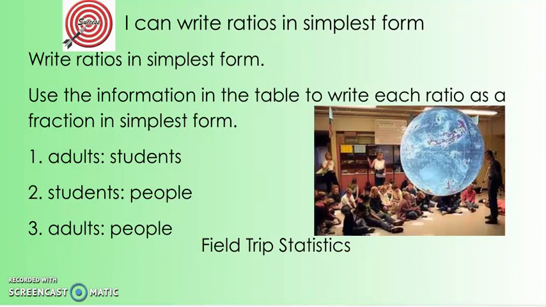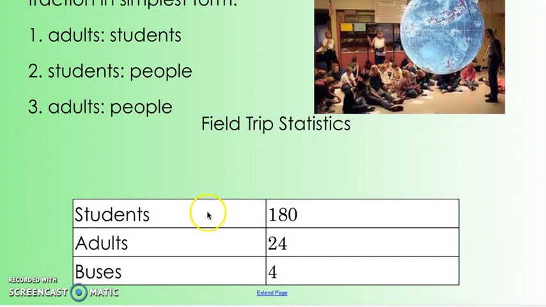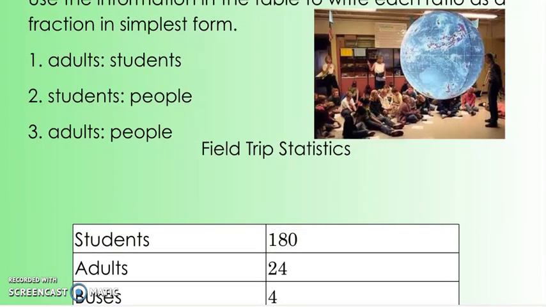And so first of all, look at this information below. We have students that are going on a field trip, and it looks like they are going to a science museum of some sort. And we have students that are attending, 180 of them. Adults, which I'm assuming are chaperones, 24 of them. And they're transporting all of them using 4 buses. Now we're going to create ratios, and we're going to compare, it looks like 1 through 3, we're going to compare adults to students, students to people, and then adults to people.